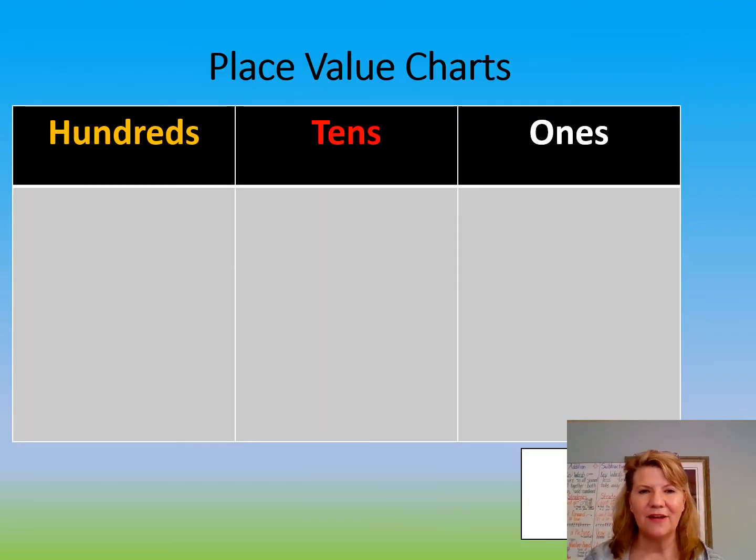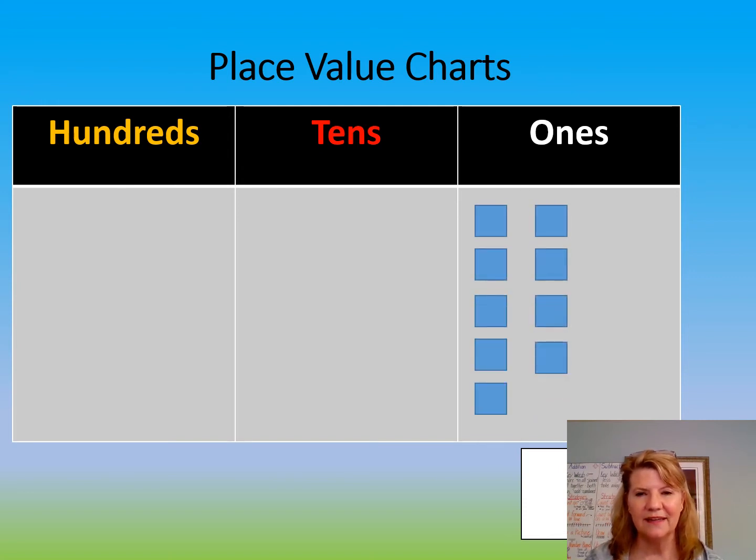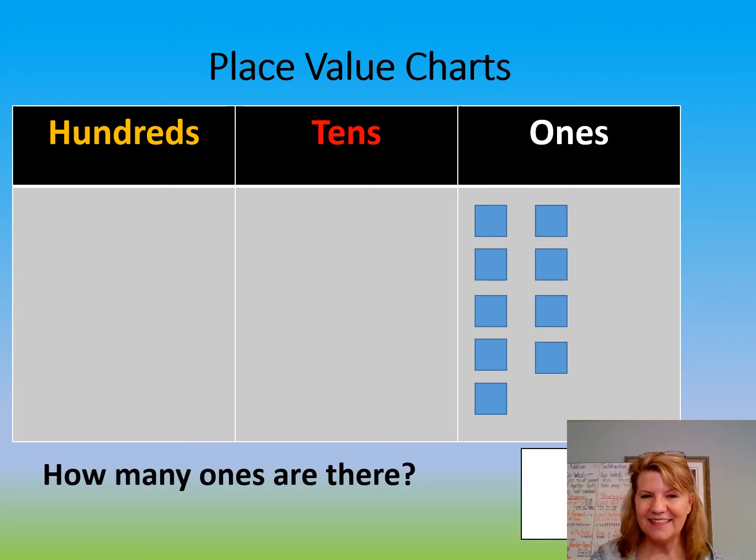Here is a place value chart. We have ones, tens, and hundreds. How many ones do you see? Turn and tell your partner. Did you say 9? Then you would be right.